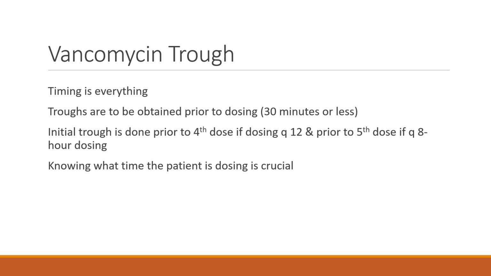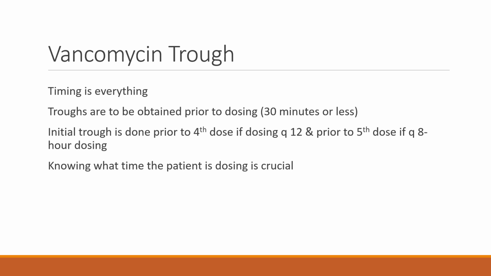So if they dose at 8 a.m. in the morning, a trough needs to be 30 minutes or less. So starting at 7:30 to 8, you've got to get that trough. Usually an initial trough is done prior to the 4th dose of dosing if it's like Q12 hours, and prior to the 5th dose if the patient's dosing Q8 hours.